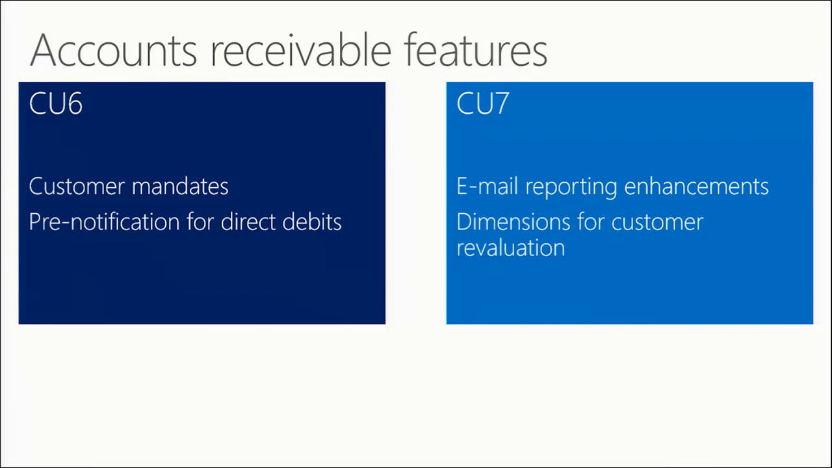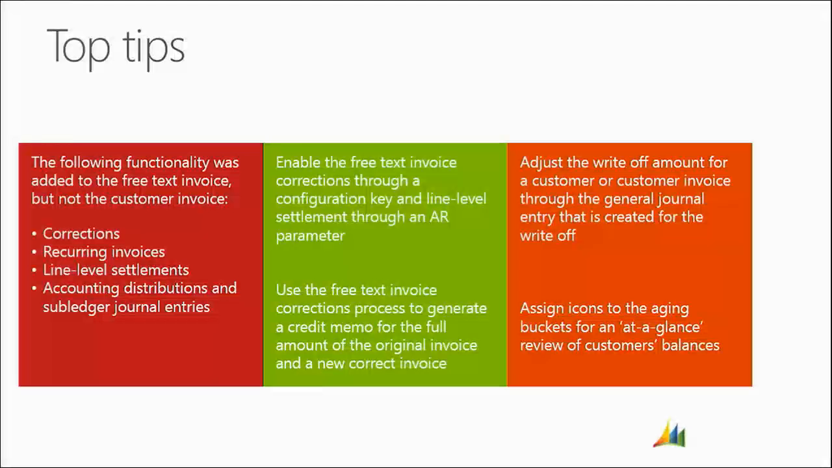Okay, so just a recap, some of the top tips of what we learned today. Some functionality, just a reminder that you saw today, is only available on the free text invoice, specifically the corrections, the recurring capability, the line level settlement, and the accounting distributions and the subledger journal entries. A reminder, if you do want to use the correction capability, that is a configuration key that you need to enable before you actually can use the functionality, only for new documents.